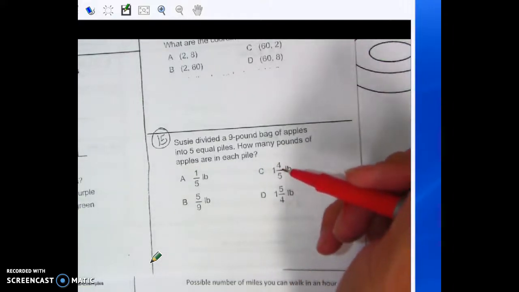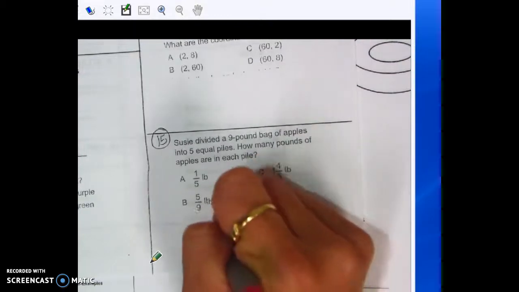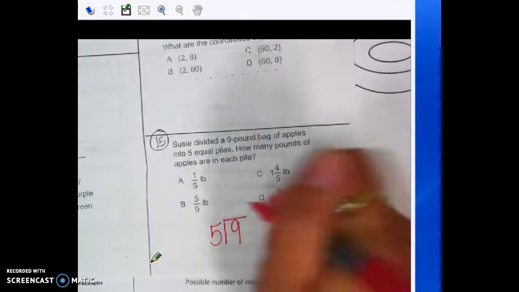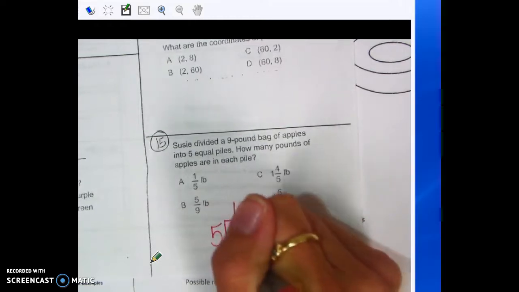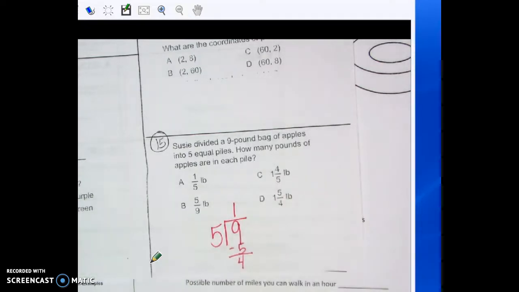And the last one, Susie divided a 9-pound bag of apples into 5 equal piles. How many pounds of apples are in each pile? So we're going to take that 9-pound bag and divide it into 5 groups. Be sure and mark off any answers that don't make sense. You know that each pile will have at least 1 pound in it. And then when you have a 4 left over, we're wanting these as a fraction. So think of how you would write that. You have 4 left over and you divided it into 5 pounds.